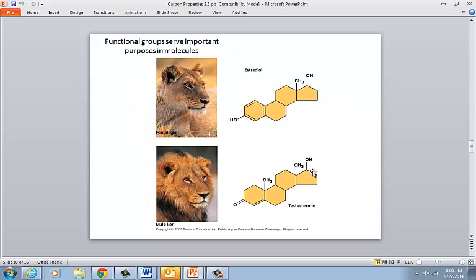All right, moving on. Now we want to look at functional groups. They serve a function. That's why they're called functional groups.